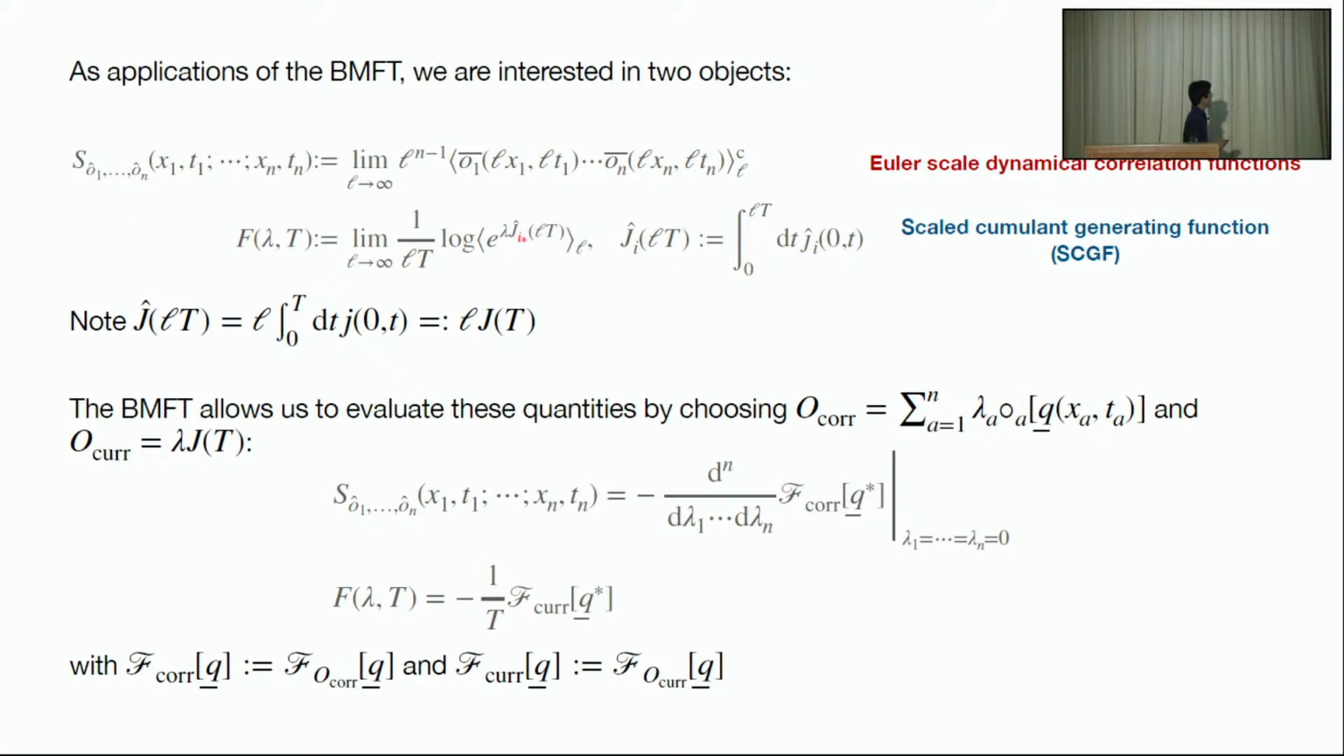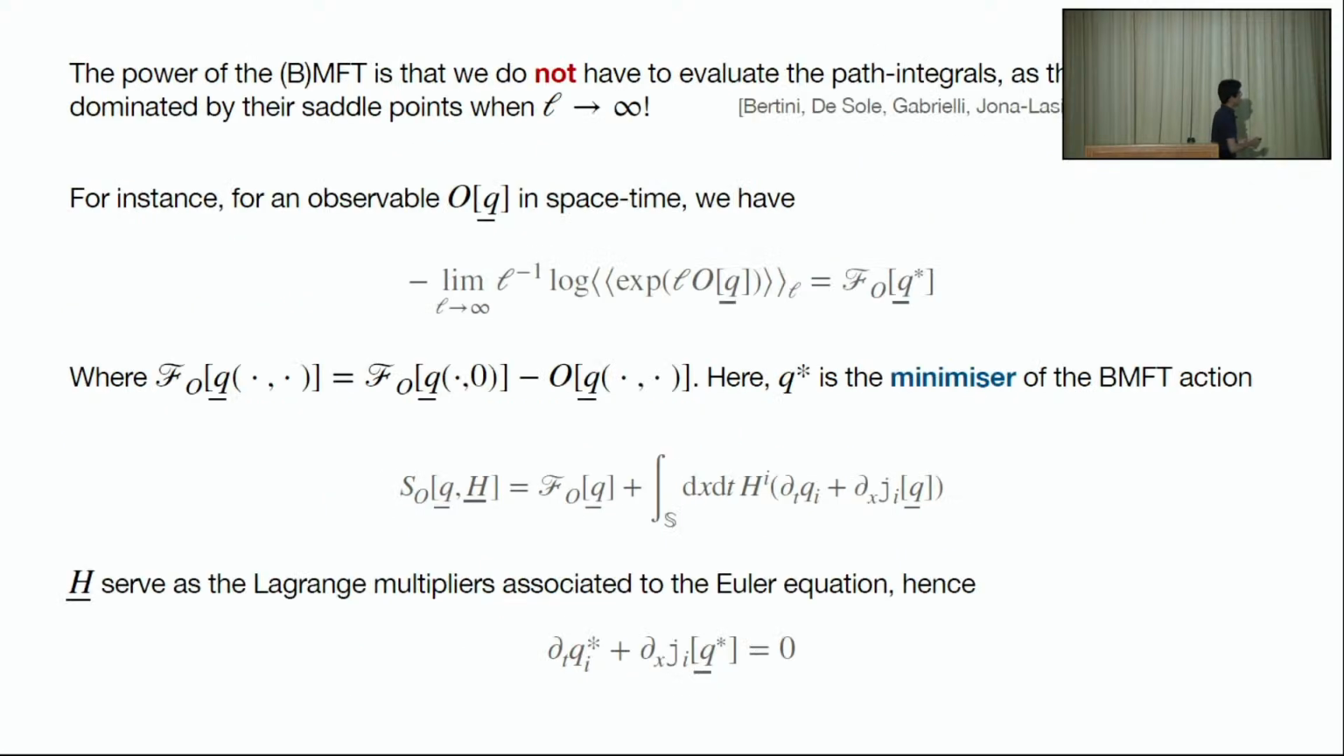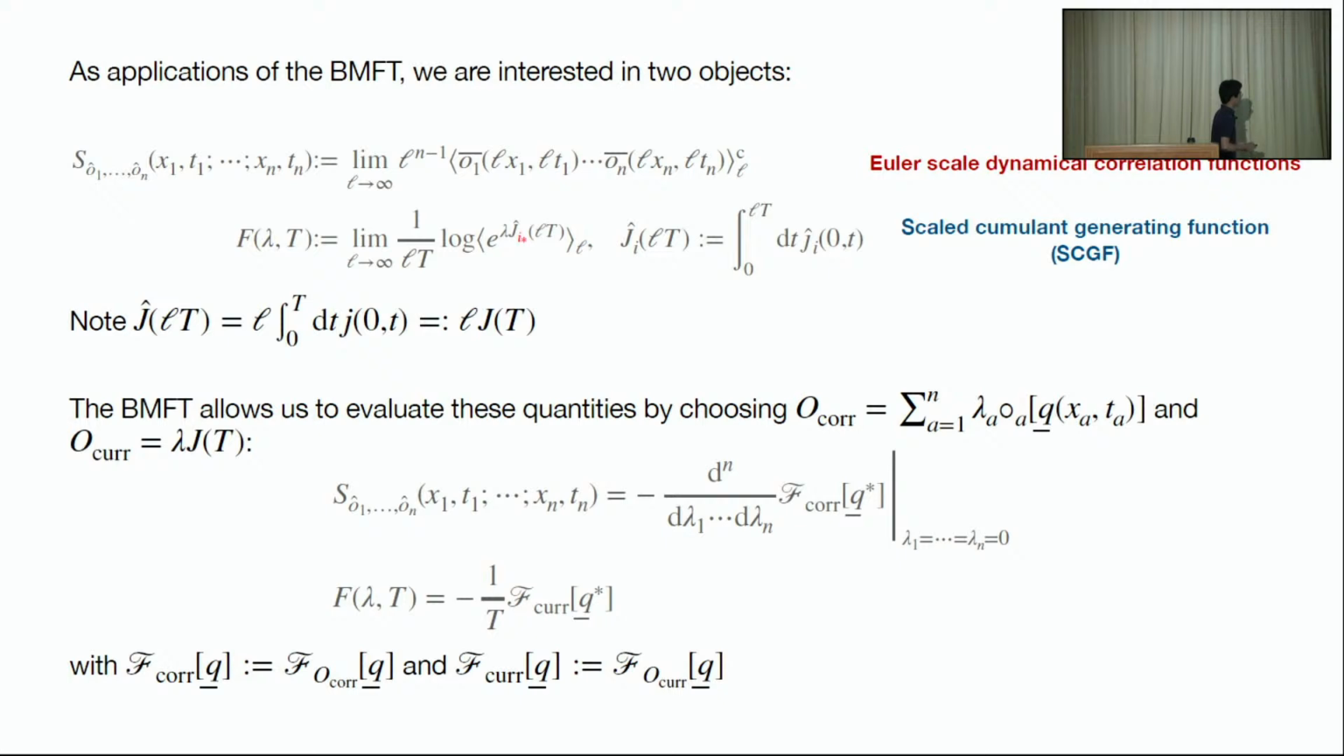To make things concrete, I'm going to focus on these two quantities. So the first one is, as I advertised, the Euler scale dynamic correlation function. But the second quantity might not be so intuitively clear to you. Well, it's actually a very physically important quantity called the scaled cumulant generating function. So it's basically a quantity that tells you how the currents are going to fluctuate. So it is also experimentally relevant, and just to check the validity of the theory, I'm going to evaluate these two quantities. And to do that, you have to choose O, the observable, in these two ways, where lambdas are simply some parameters.